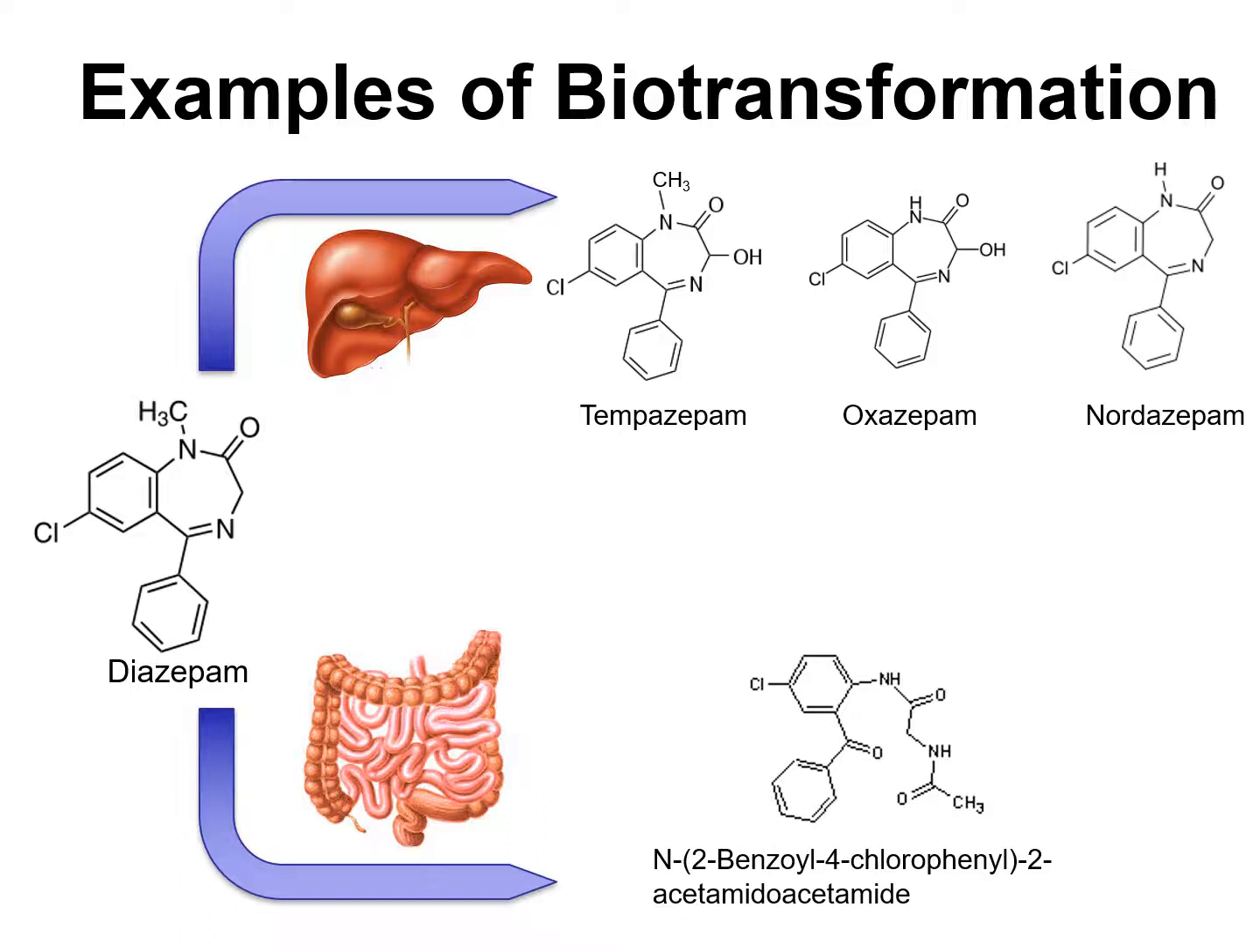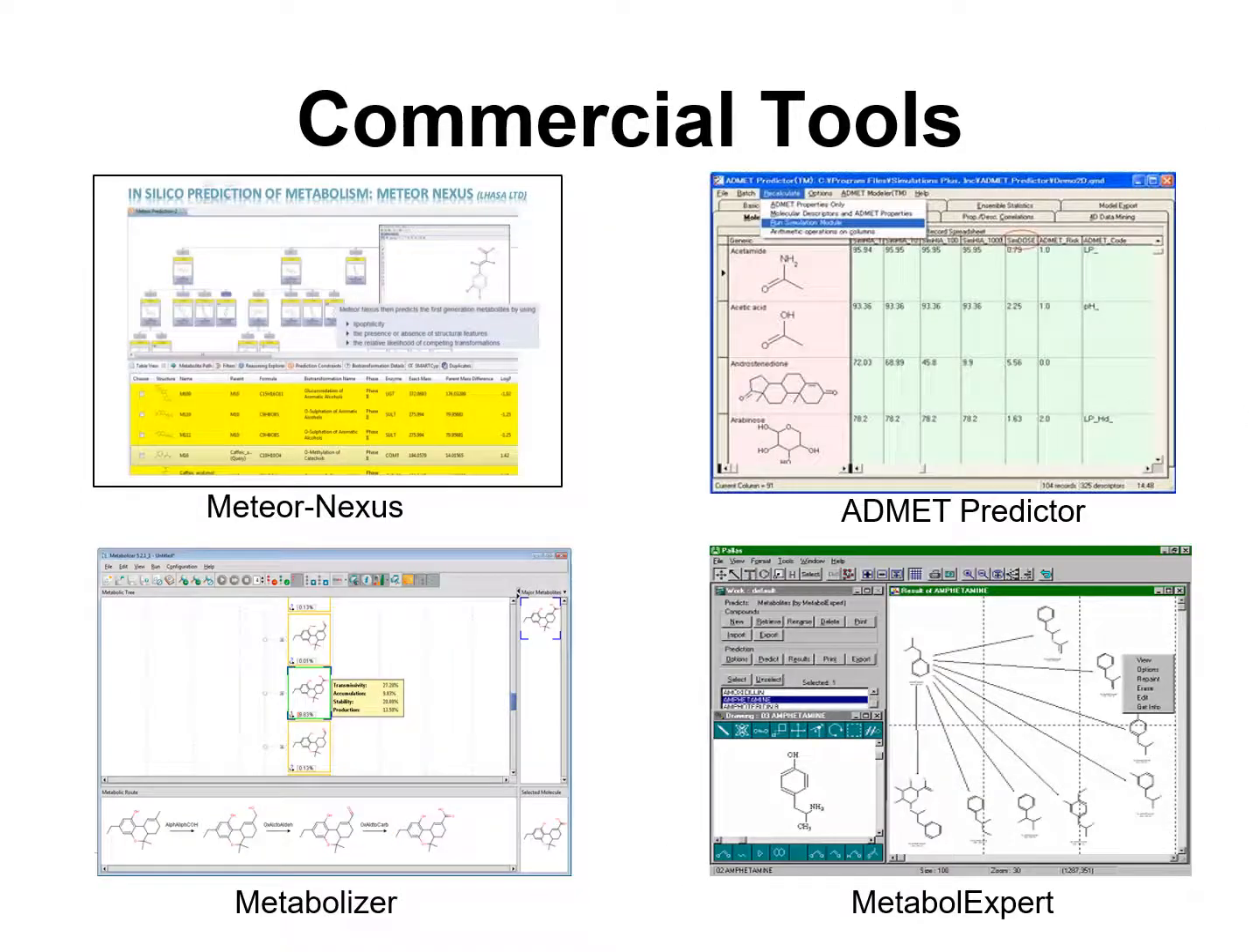Now, the transformation of chemicals, particularly drugs, has been studied for many, many years. And in fact, there are a number of commercial software tools that are around to do exactly that. Things like Metabolizer, MetaboExpert, ADMET Predictor, and probably the best known tool is called Meteor Nexus. All of these tools were developed in the 70s and 80s using sort of pseudo-rule-based, pseudo-artificial intelligence techniques to help the drug industry. The tools are expensive, and they were designed specifically for drug biotransformation, not for general metabolite transformation.